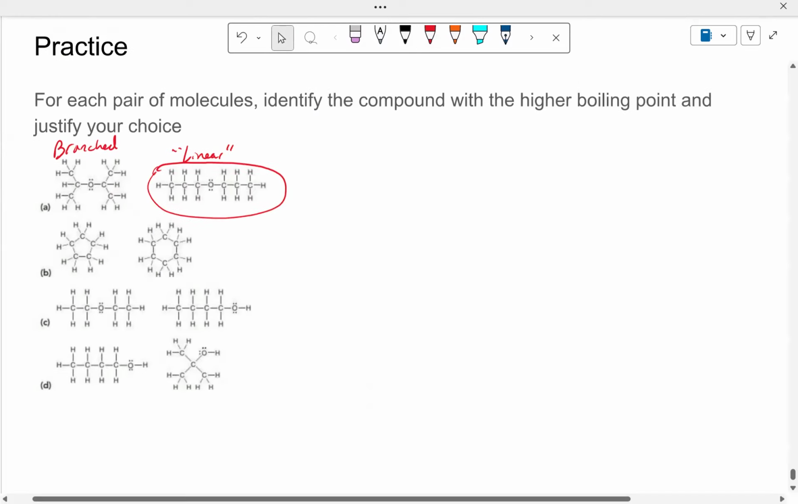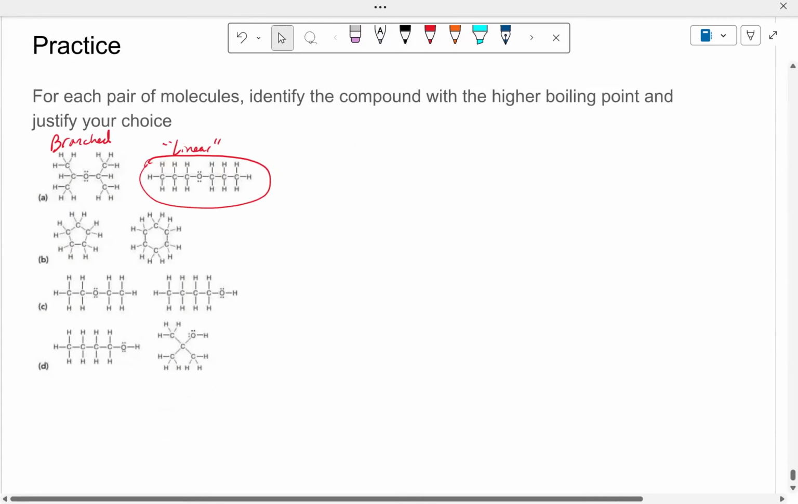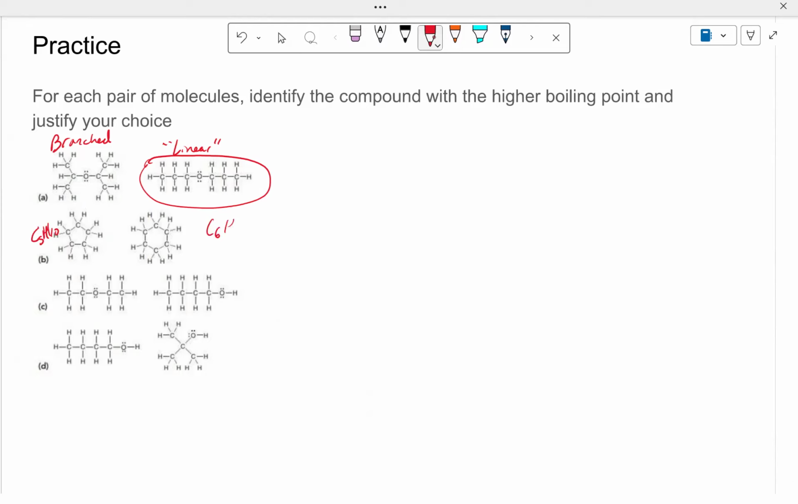Now, if we look at B, we can see that they don't have the same formula. B has 5 carbons, so C5H10. This is C6H12. So we're not comparing constitutional isomers. What we're going to compare is molecular weight. Since this one has a higher molecular weight, it's got more carbons in it, it's going to have a higher boiling point.